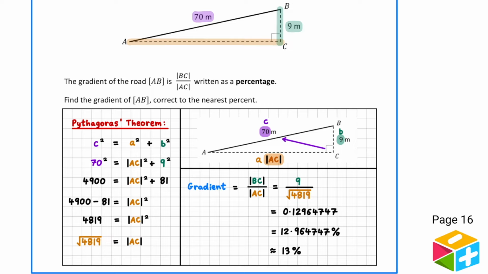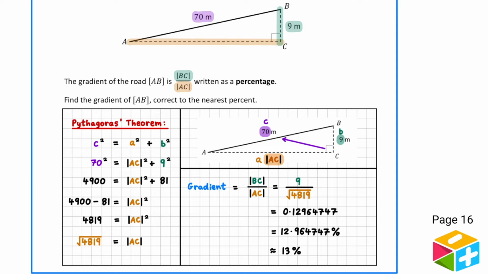To use the definition of the gradient, we need to know two things: the length of BC and the length of AC. BC has been given to us directly. It's 9 meters. AC is not given to us, but we can find it using Pythagoras' theorem. This states that in a right-angled triangle, the square of the hypotenuse is equal to the sum of the squares of the other two sides.